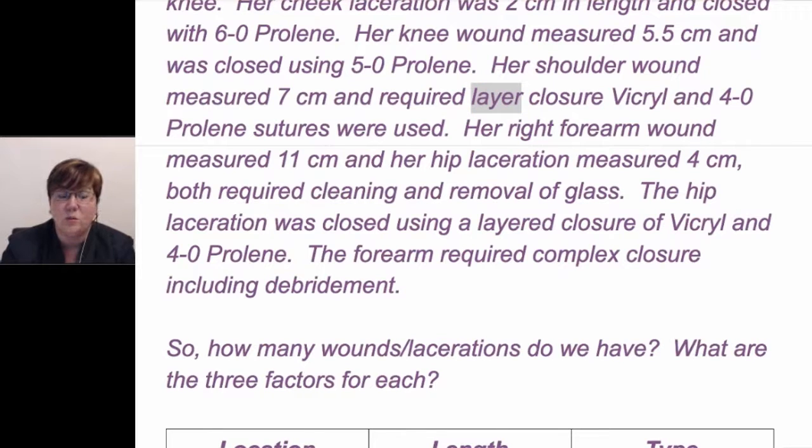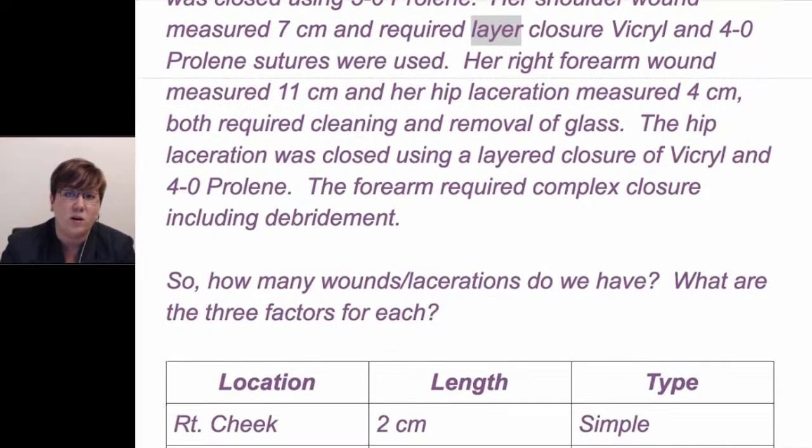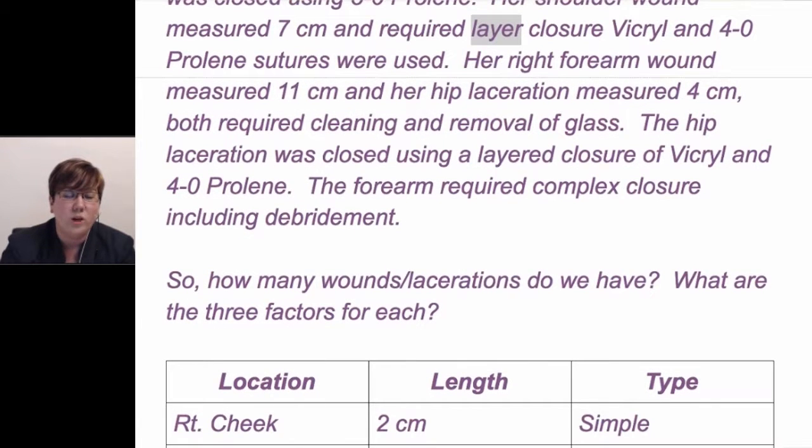So again, we had to do more than just a simple closure. The hip laceration we closed using layered closure, Vicryl and Prolene, and the forearm was a complex closure with some debridement going on there. So when you go to code for this, you're going to ask yourself those 3 questions.